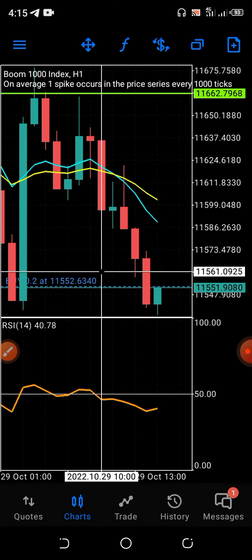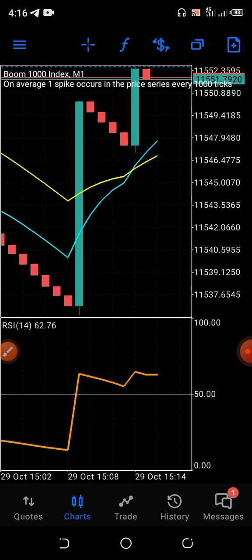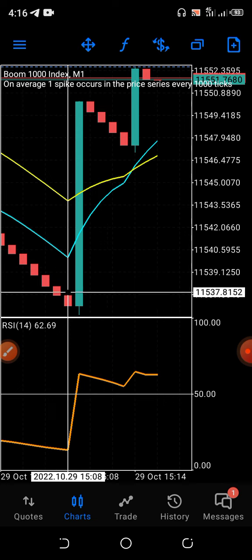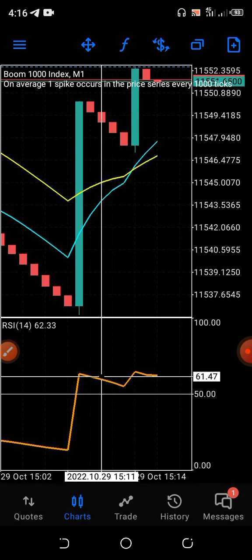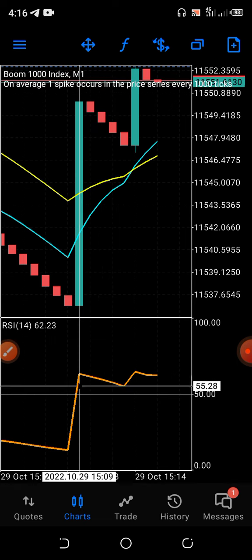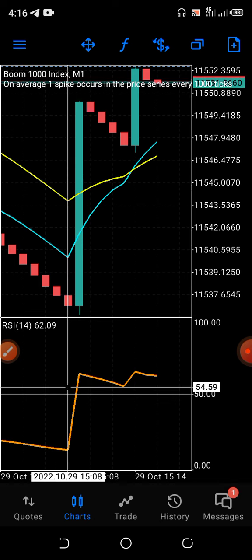Like in Boom 1000, it's up to a week now that it has never turned to a bullish movement. So by the time it turns to a bullish movement, we'll count in $1,000. That is how we operate. So as this thing now crosses over to this place, instead of trading this using the 90, 70, 30 and 10 levels, you now trade it using 50. And believe me, it's tested and trusted.